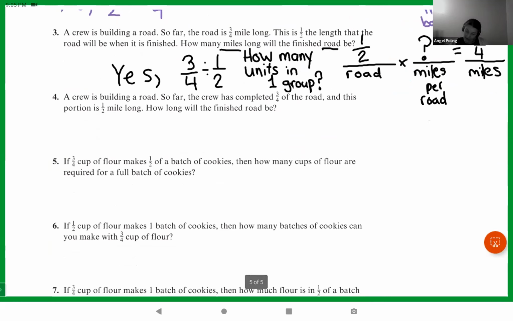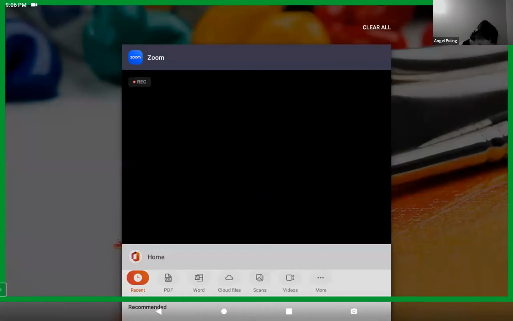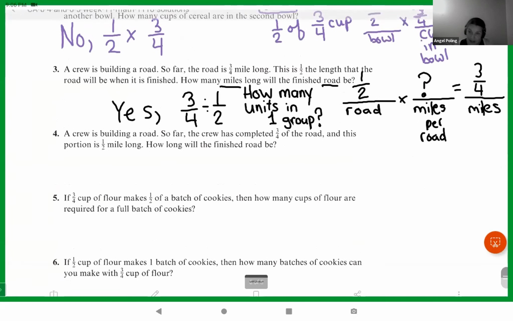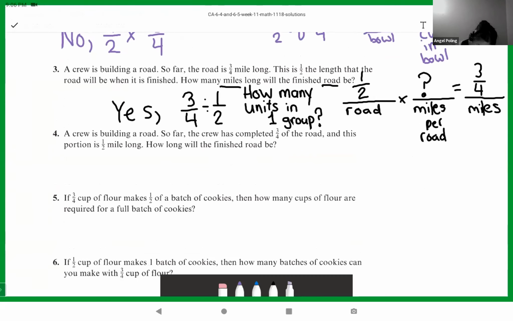All right. We have the crew. It's building the road. So far, the crew has completed 3/4 of the road. And this portion is 1/2 a mile long. How long will the road be when it's finished, right? So how long will the finished road be is how it reads. So we can use our efforts from before and still set our situation up, right? So we have road, miles per road, and miles, right? It's the same information kind of.